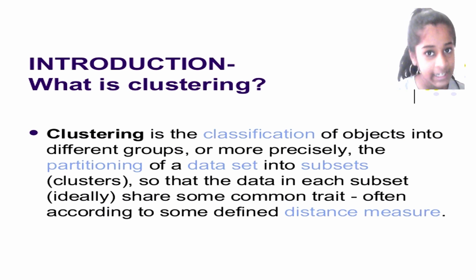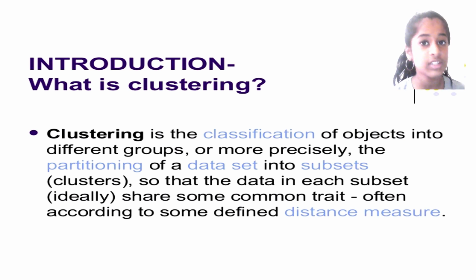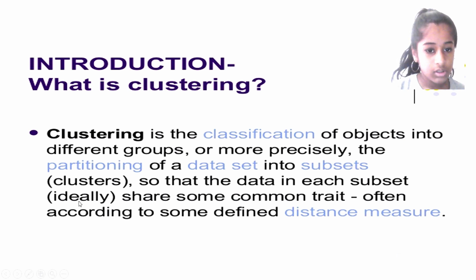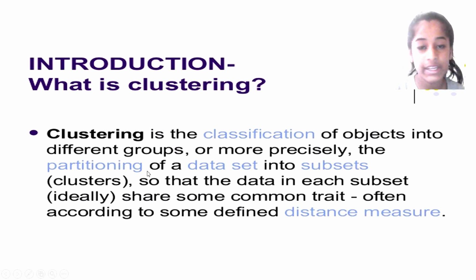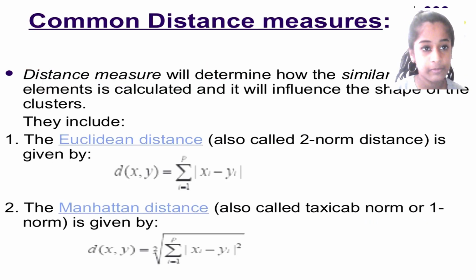So here we have a complete data set, and we're going to subset it like train and test. But in train and test we're not using clustering. It's just like train and test. In clustering, the data in each subset shares some common trait, often according to some defined distance measure. So here we're going to classify it using many features. That's like distance. We calculate their distance and classify them. I'm going to show you that.